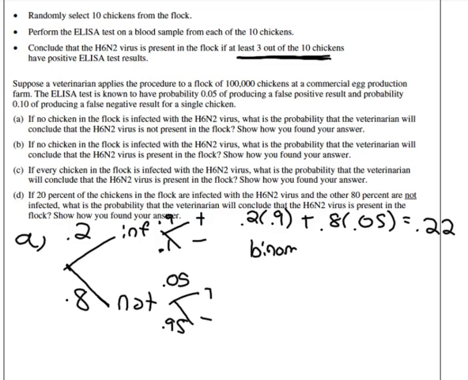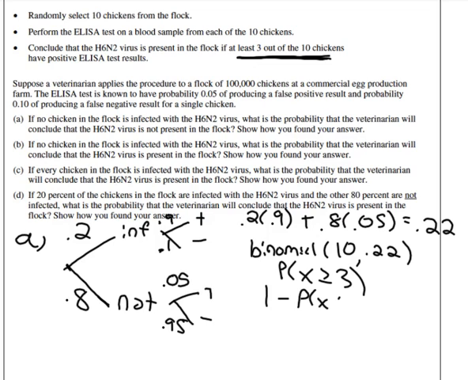Well, again, this is going to be a binomial situation. I'm checking 10 chickens. Each one is a 22% chance of infection. And again, to determine that there's the infection, I need to find the probability of getting 3 or more successes. Again, same as last time. My calculator can't do that, so instead I find the exact opposite.